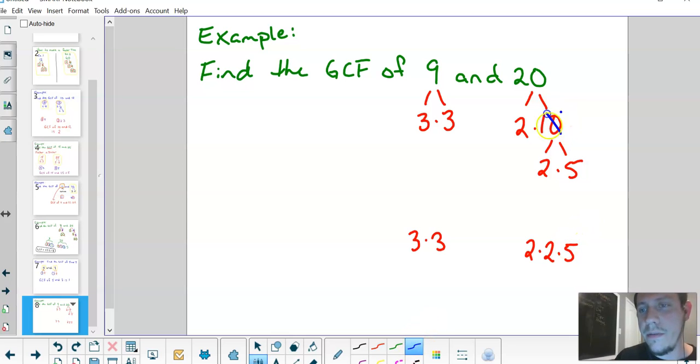The composite number here being 10, we're not worried about that. We're just worried about the prime numbers, right? Do they share any number in common? No. There's no 3 to pair with over here, and there's no 2s to pair with over here, and there's no 5s to pair with over here. So there's nothing to pair with. If there's nothing to pair with, we say that the GCF, just like the previous problem, is 1, right? The greatest common factor of 9 and 20 is 1.